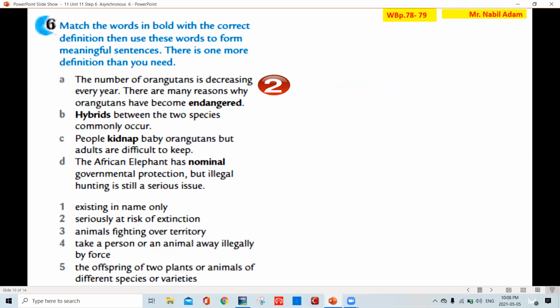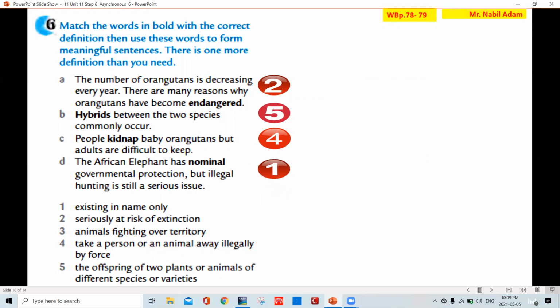Hybrids between the two species commonly occur. Hybrids means crossbreeding. Which one? 1, 2, 3, 4, 5. Number 5, the offspring of two plants or animals of different species or varieties. People kidnap baby orangutans, but adults are difficult to keep. Kidnap. What does kidnap mean? Yes. 4, take a person or an animal away illegally by force. The African elephant has nominal governmental protection, but illegal hunting is still a serious issue. Nominal means only in name, existing in name only. Okay, so we have now matched the new vocabulary with their definitions or with their meanings.